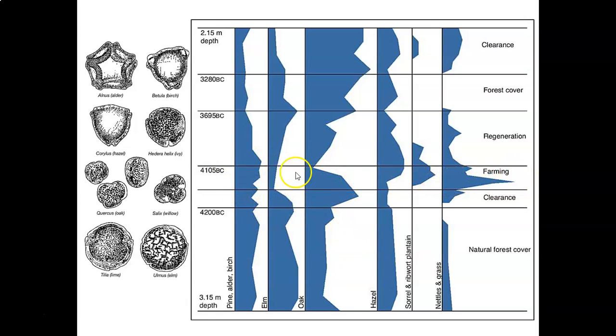Then we have a farming period, again, where we see further decline in things like oak. There's a period of regeneration where we start to see a bit of a rise in some of the trees and a decline in some of the grasses and shrubs, leading to a full forest cover environment. And then we see another period of clearance itself. In the notes below, I provide a little bit more explanation for the context of this particular site and, again, how we get to these interpretations.